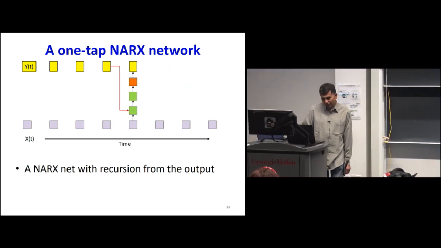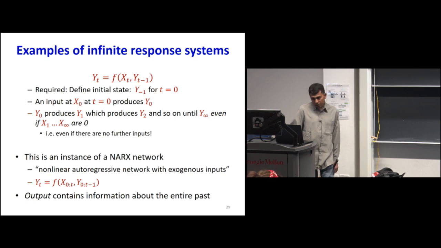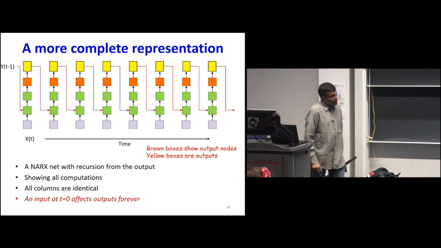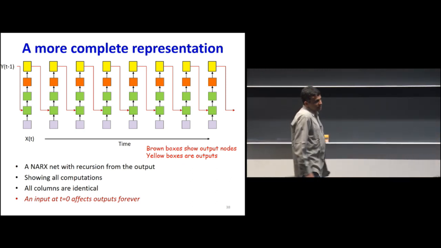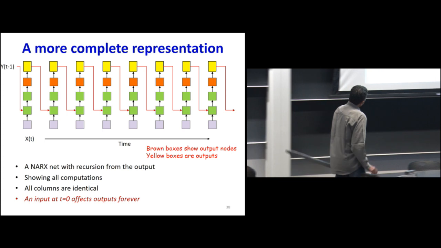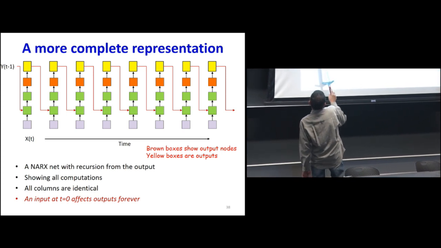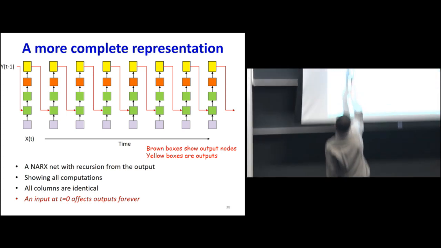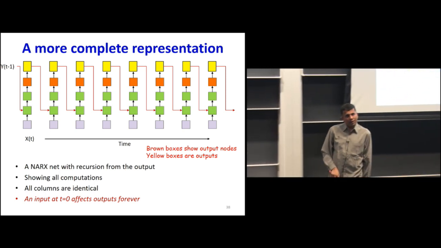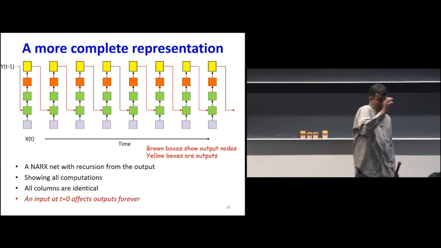What is the full form for it? A nonlinear autoregressive network with exogenous inputs. So here's a more complete representation of what really happens in a NARX network. This is, again, an infinite response system. An input that happens at any time is going to affect the output forever. And you can see that this will happen because you can just follow the arrows, right? Something that happens here is going to affect this, which affects this, which affects this, and so on, all the way into infinity, right?